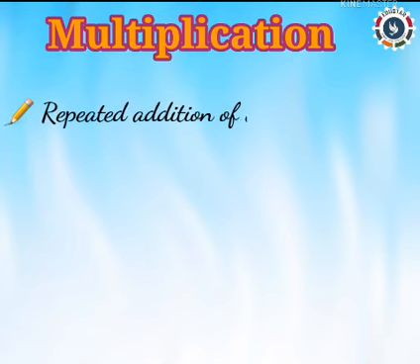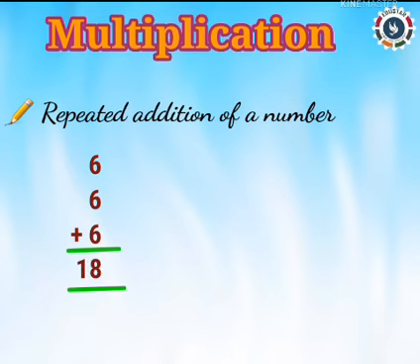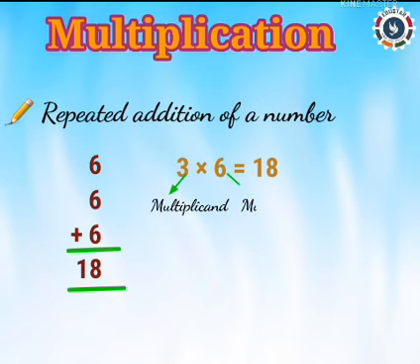What is multiplication? Multiplication means the repeated addition of a number. If you add 6 for 3 times, we get 18. We can write it as 3 × 6 or 18. That is, 3 times 6 is 18. Here 3 is multiplicand, 6 is multiplier. This answer 18 is product.